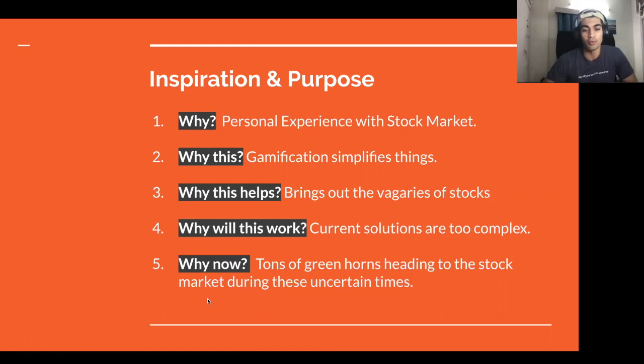Why are we doing this approach? Well, we believe that gamification simplifies things. This has been proven by apps like Superhuman. Why this helps? Well, this brings out the vagaries of the stock market. It helps bring out the talent in people and also tell them about the potential risk they're facing.